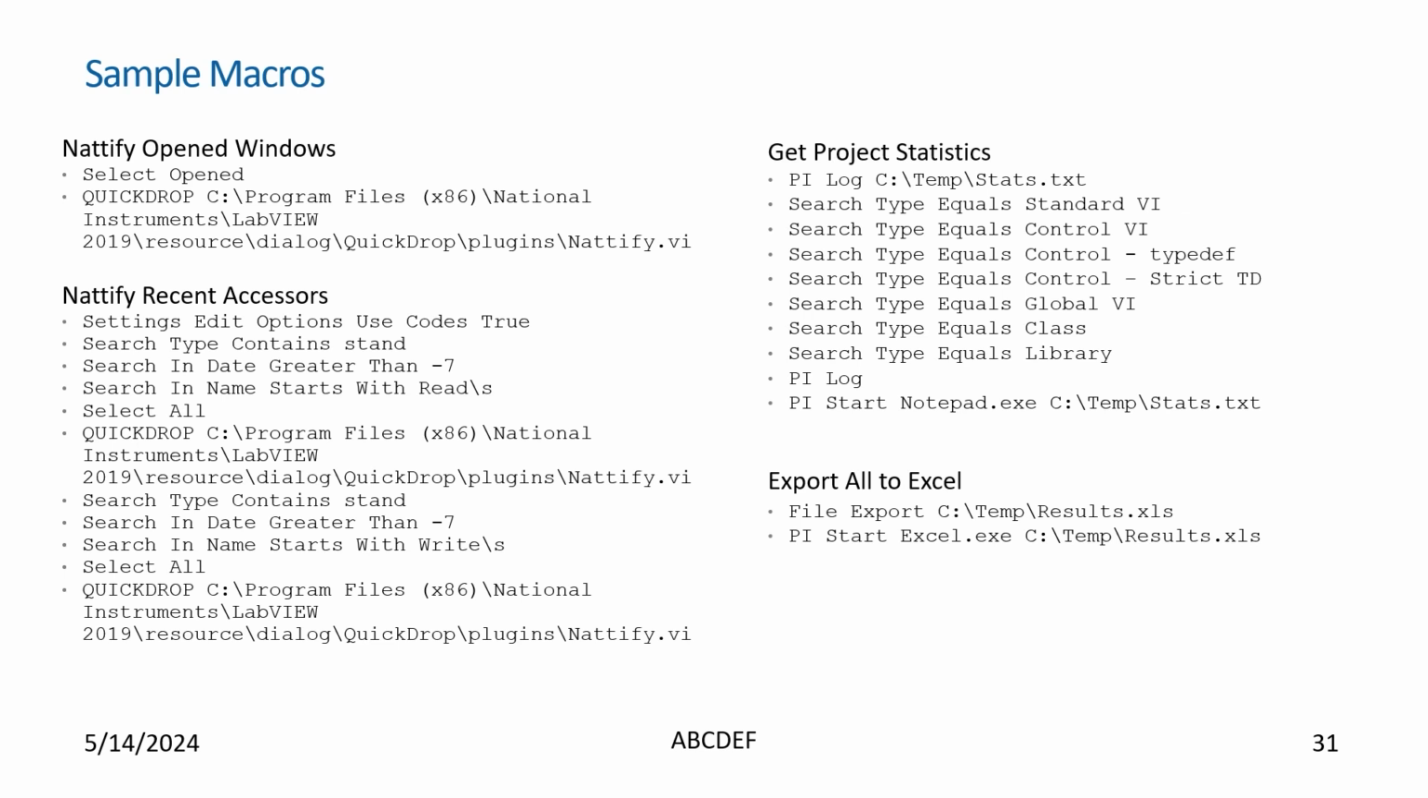Get project statistics: this uses the log feature to create a log file and searches for all these VIs by category, writing the results to a log file, allowing you to document the quantity of each of these. Export all to Excel will save the entire results window to an Excel file and open it in Excel.